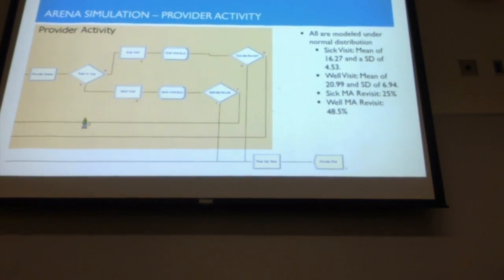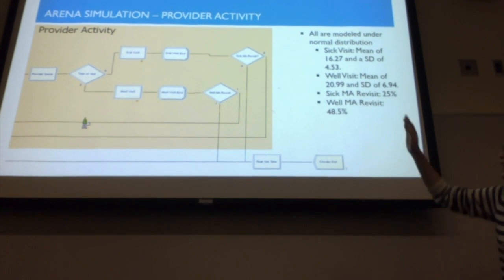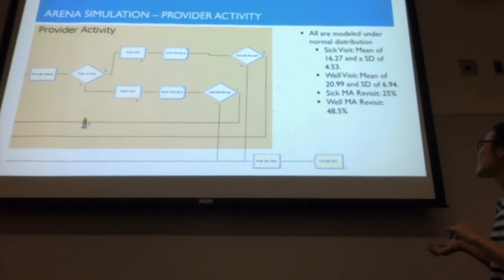And if the well or sick patient needs to see a provider, they then go into the provider queue, and there are two types of visits that they can have, either the sick visit or the well visit. And once that is over, they go into a decision diamond where some patients are then seen again by the MA. So they then go down this way and they go back to the MA queue. If not, they check out and that's the end of their appointment. And so we, through our observations, figured out that around 48.5% of well visits end up going back to the MA, and around 25% of sick visits go back to see the MA again.